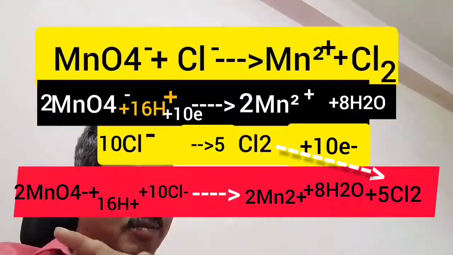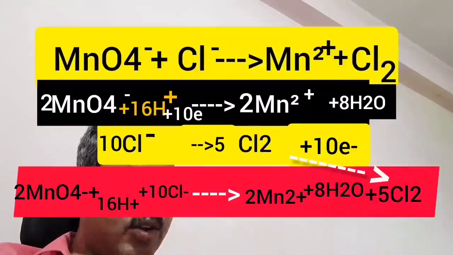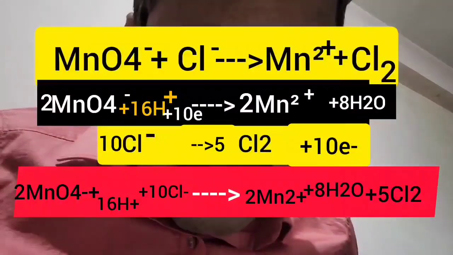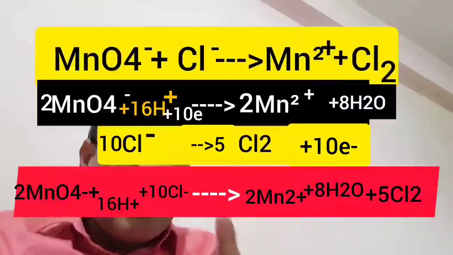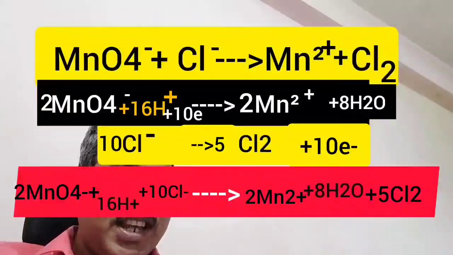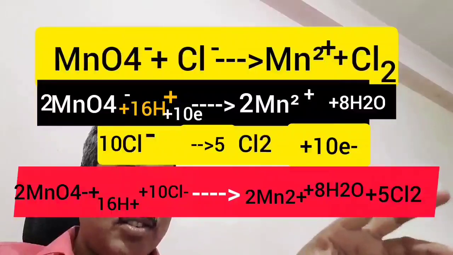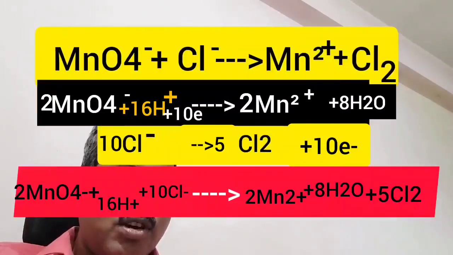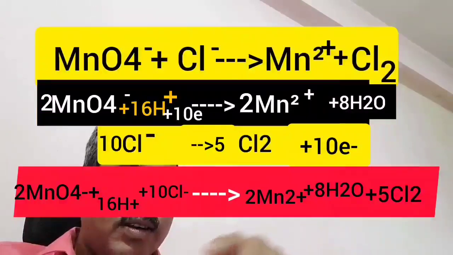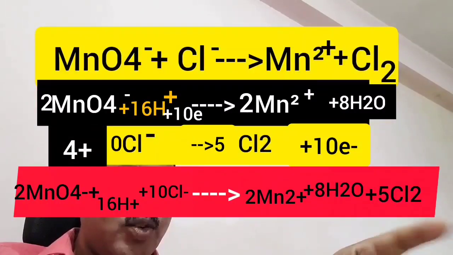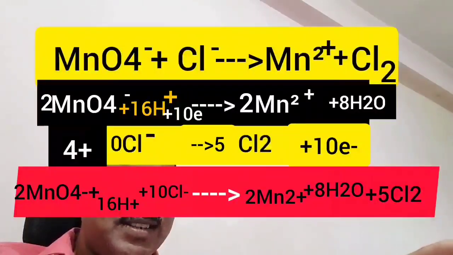You see on both sides number of Mn, 2Mn, 2Mn. Oxygen, 8 oxygen, 8 oxygen. Number of hydrogen atoms on the left hand side 16H, 16H on the right hand side. And this equation is balanced in terms of atoms, and electrons are cancelled, so charge is also balanced. You see the charge on both sides will also be equal. 2MnO4 minus means 2 minus, 16H plus 14 plus, 10Cl minus means 4 plus. On the right hand side 2Mn2 plus 4 plus. So charge on both sides are equal.